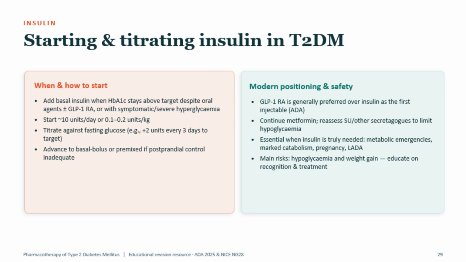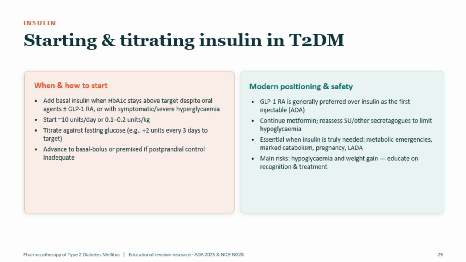You reach for basal insulin when the A1c stays stubbornly high despite oral agents and maybe a GLP-1, or when someone's symptomatic with severe hyperglycemia. Start simple, around 10 units a day, then titrate against the fasting glucose, nudging it up every few days until you hit target. If meals are still out of control, advance to basal bolus.